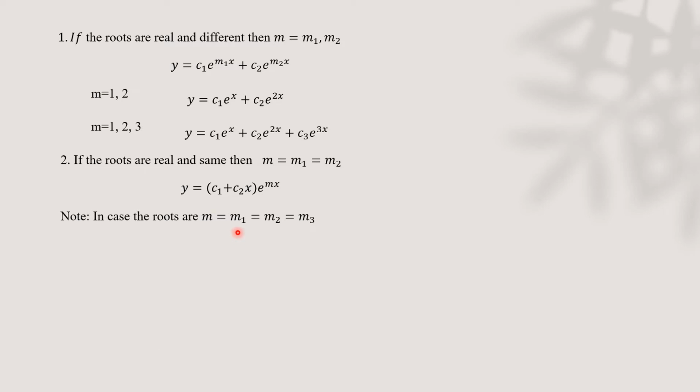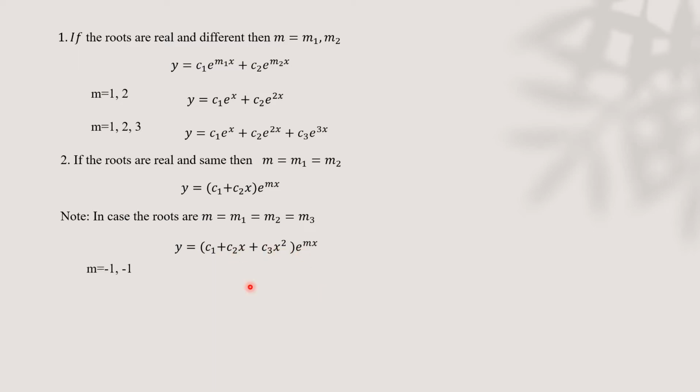So in case of three repeated roots, if the degree of the equation is 3 and all three roots are real and same, that is m1 equal to m2 equal to m3, and these three values are equal to m, then we represent that solution as y equal to (c1 plus c2x plus c3x square) e power mx.